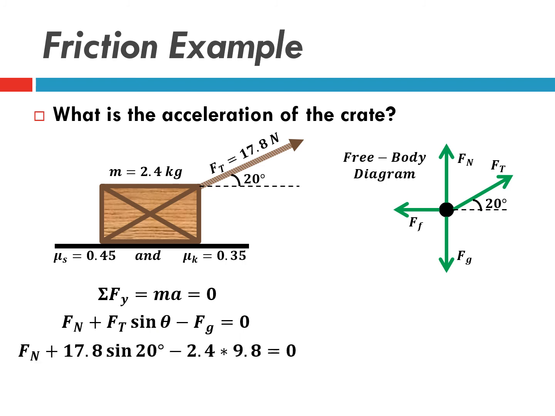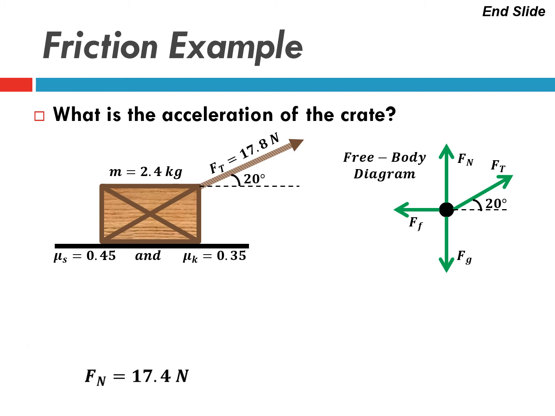Well, we're going to go ahead and plug in what we know. We know that the force of tension is given to be 17.8. The angle is 20 degrees. The force of gravity is mass times the acceleration due to gravity, so it's 2.4, which is the mass, times the acceleration due to gravity, 9.8. We go ahead and plug that in, and we figure out our normal force is 17.4 newtons.